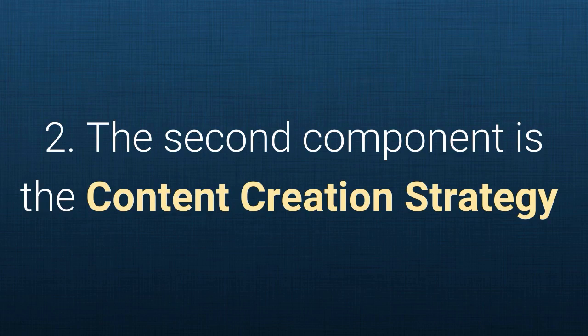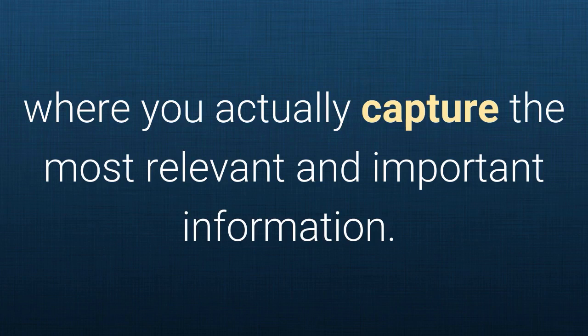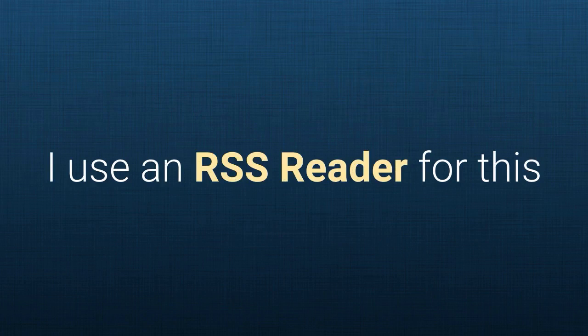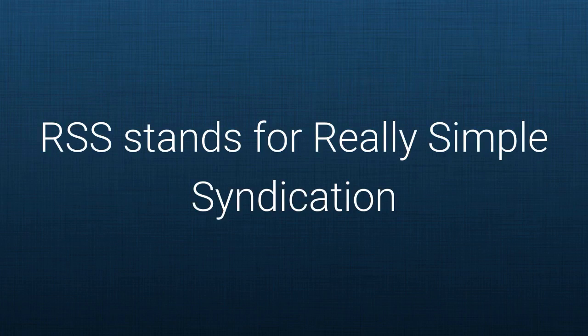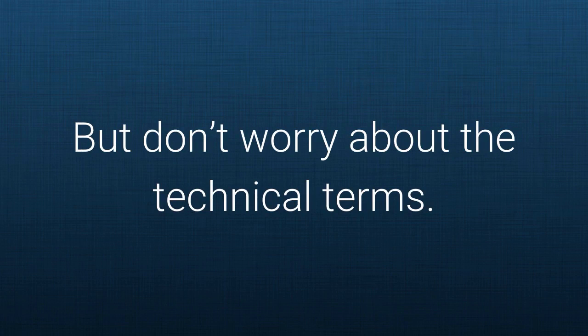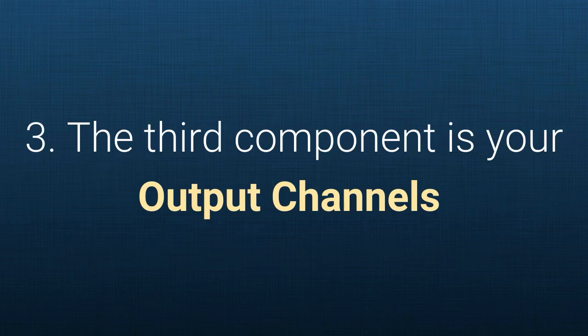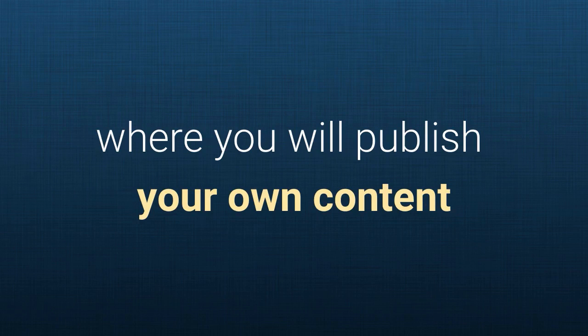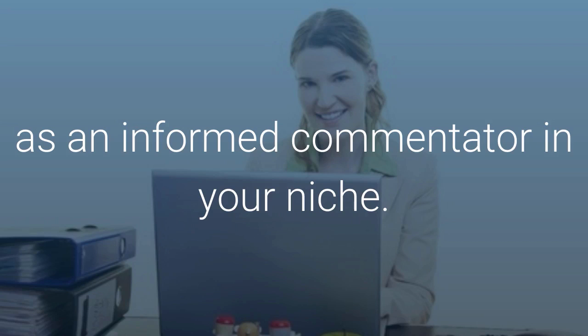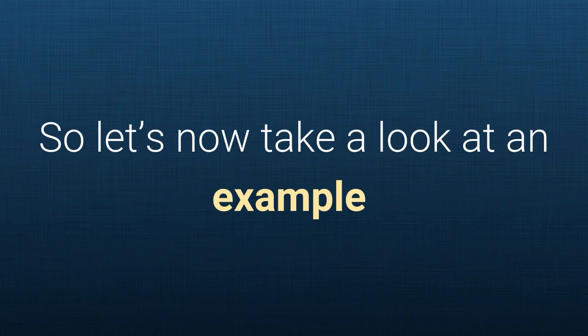The second component is the content creation strategy itself, where you actually capture the most relevant and important information. And I use an RSS reader for this, where RSS stands for Really Simple Syndication, but don't worry about the technical terms. It's really easy to set up and run. And the third component is your output channels, where you will publish your own content as an informed commentator in your niche. So let's now take a look at an example, and this is Will.